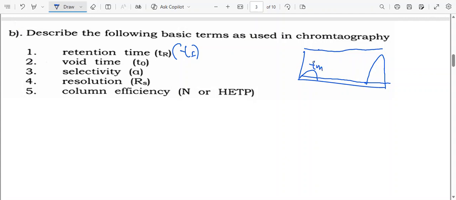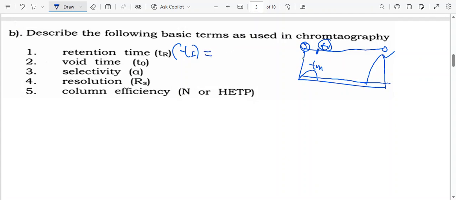Then from there, there is what we call the retention time, from the time of injection to the time the peak has been detected at the detector. So that's what we call TR, the retention time. The retention time is the time taken for a compound to travel through the column to the detector, or the time from injection to the detector. It is calculated as the difference here.